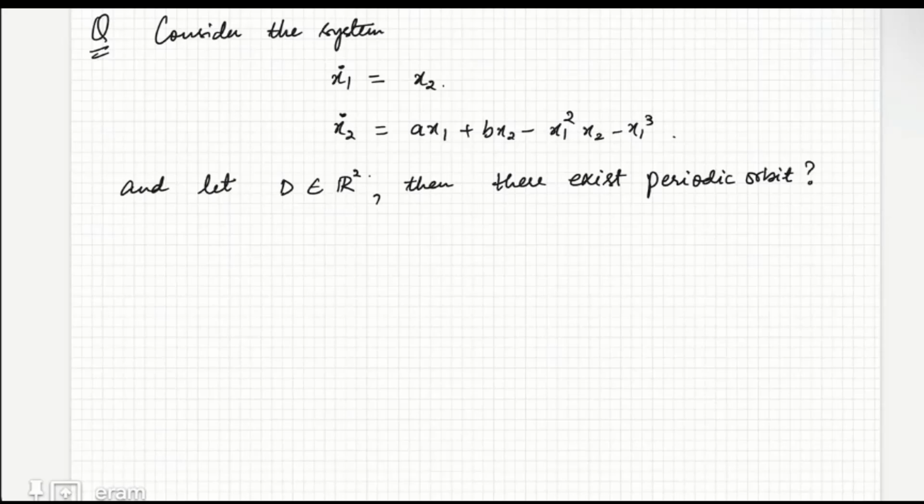Okay, how can we check whether there will be any periodic solution or not in that domain D? We will apply the Poincare-Bendixson theorem, the non-existence theorem, to check whether there exists any periodic solution or not.